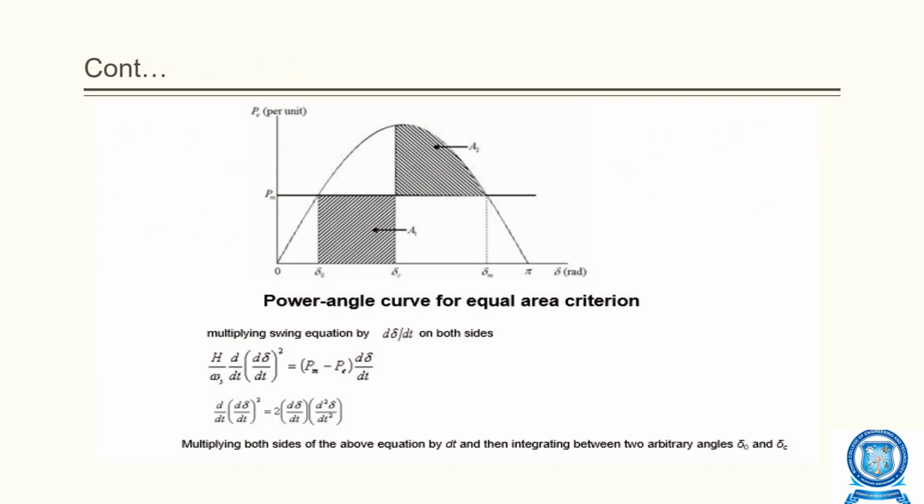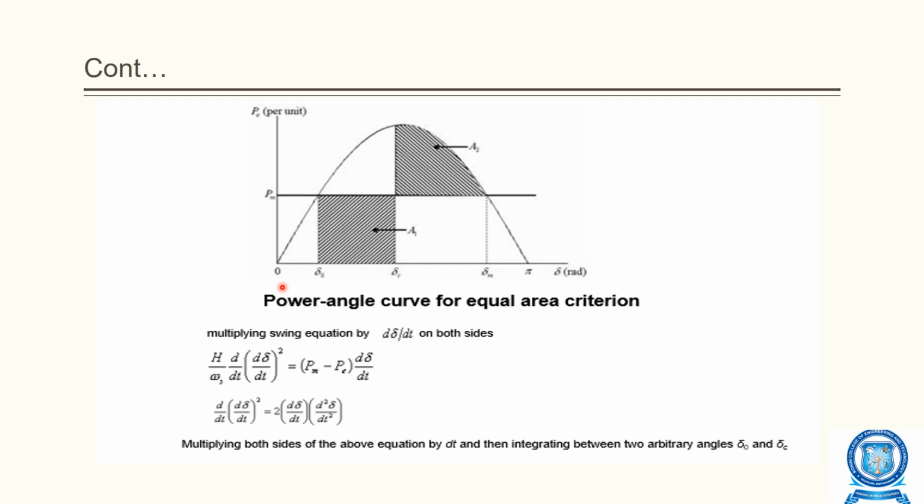So here the diagram shows the graphical representation of the power angle curve. So this is the power angle curve which we say. Here the x-axis represents the delta value in terms of radians and the y-axis is the power value in terms of per unit. So here you can see the curve. It is almost like a parabola.